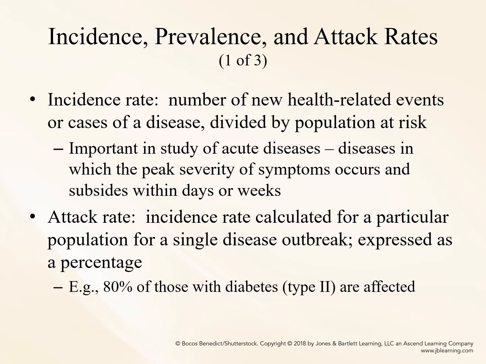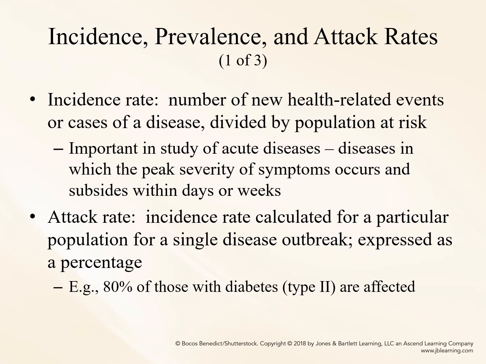Second, we have the attack rate. The attack rate is the incidence rate calculated for a particular population for a single disease outbreak, and it's expressed as a percentage. Okay? So here we could say 80% of those with diabetes, right? Diabetes is the particular population for a single disease outbreak, were affected somehow, right? 80% of those with diabetes developed this condition. Fill in the blank.